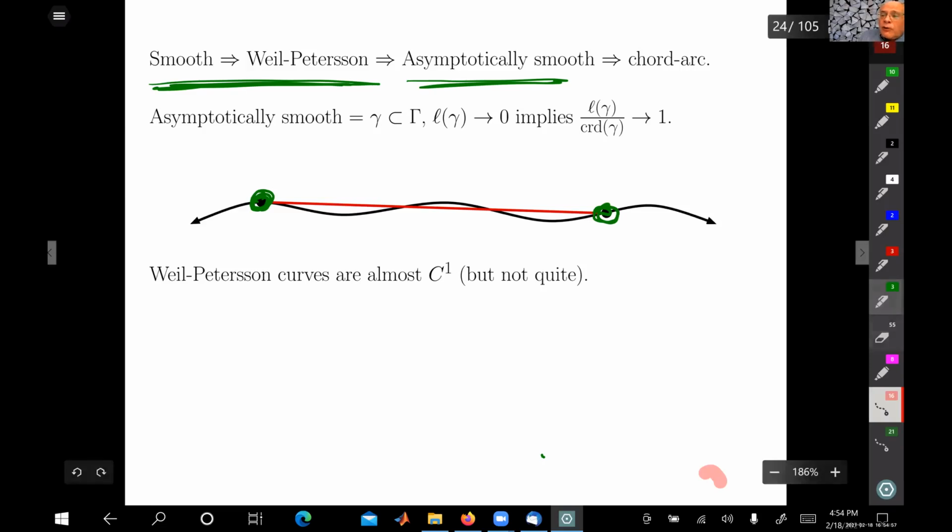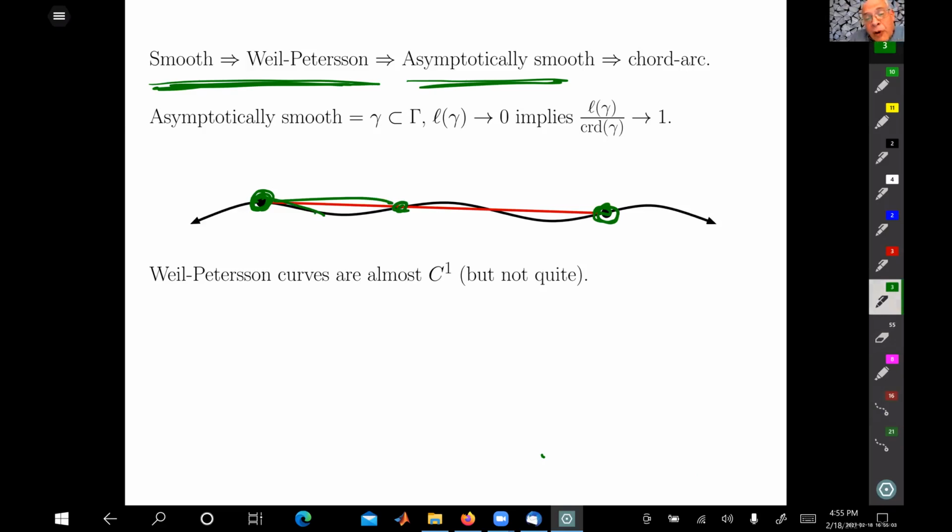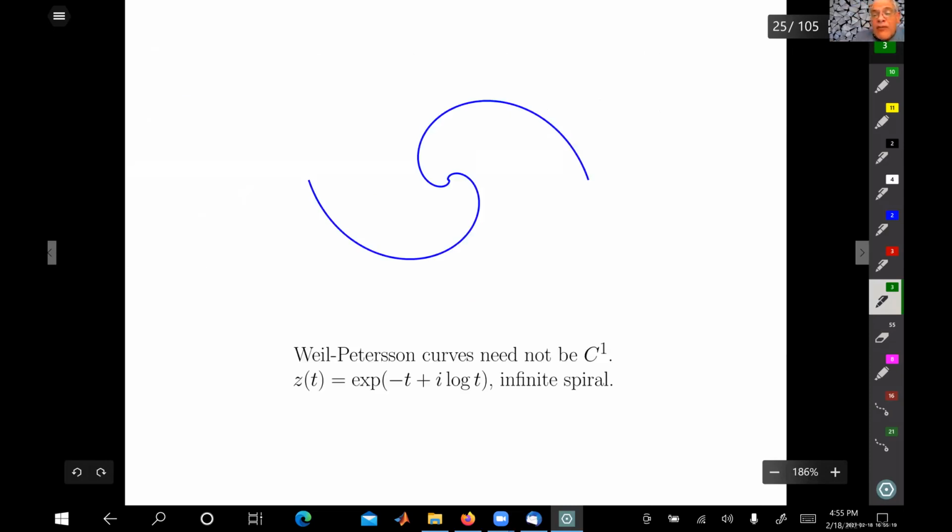So as you get points closer and closer together, the curve actually looks more and more like a straight line on small scales. And as we teach our calculus students, that means you have a tangent, except not quite. Although it looks like a straight line, that straight line might be spinning around as you get closer and closer in. And in fact, that can really happen. There are Weil-Petersson curves that have infinite spirals on them, and you can write down an explicit formula for an infinite spiral which is in this class.